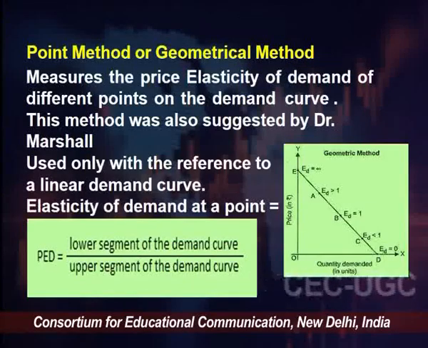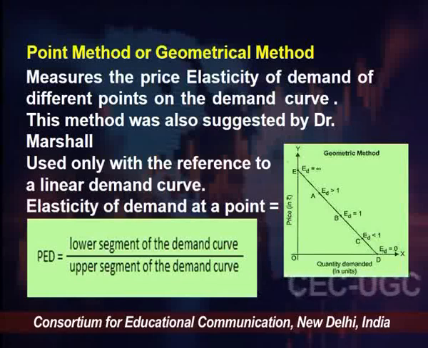Another method is the point method or geometric method, and this is the measure of price elasticity of demand at different points on the demand curve, because at every point on the demand curve elasticity is different. Okay, so when we calculate at a particular point, then this method is known as the point method, and this was also suggested by Professor Marshall and used only with reference to a linear demand curve. So elasticity of demand at a point. So how do we calculate this? What is the formula for this?